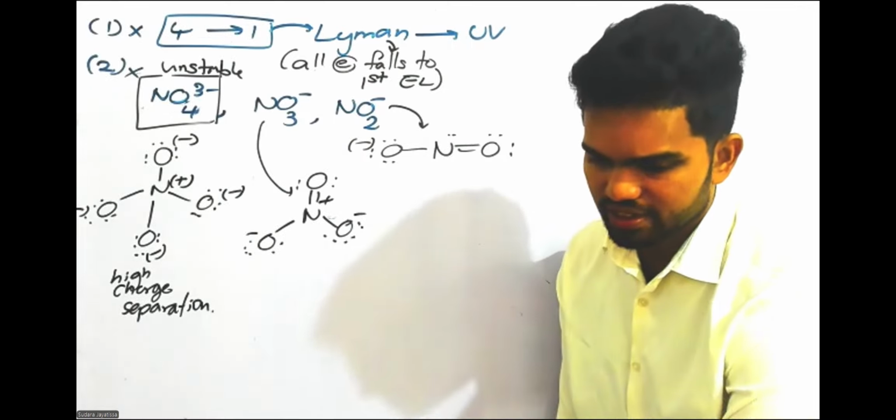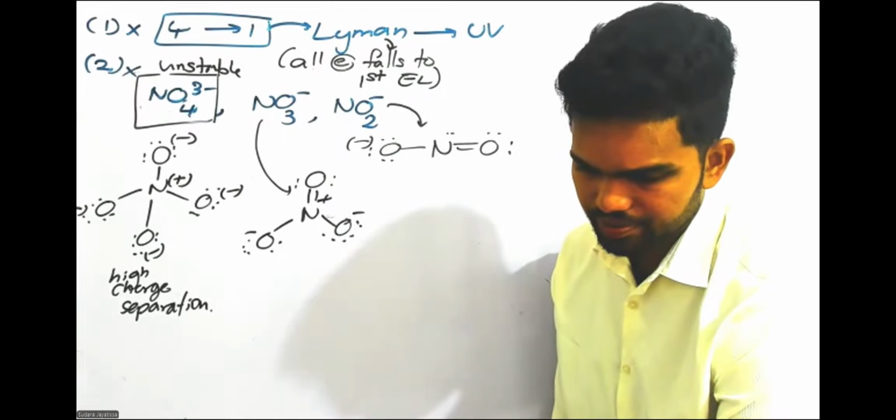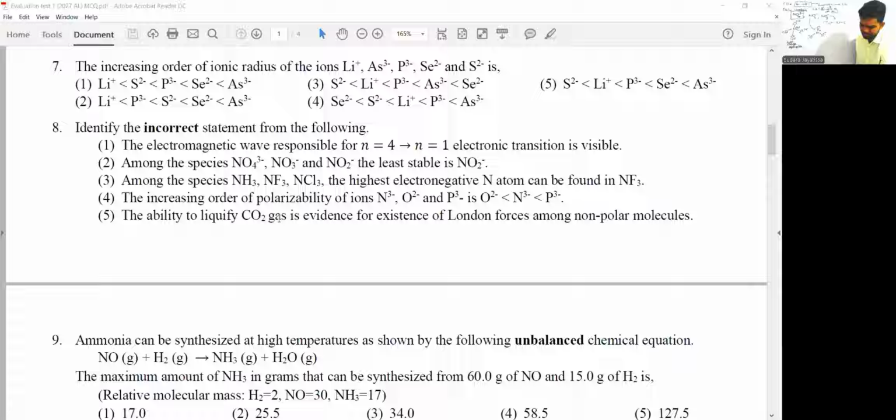Okay. Now look at the third statement. We will review that too. The third one says that among the species ammonia, NF3, and NCl3, the highest electronegative nitrogen can be found in NF3. NH3, NF3, and NCl3. These are the molecules.